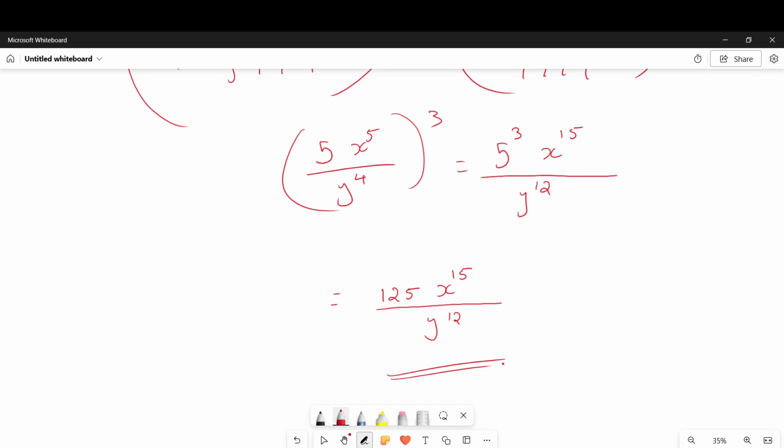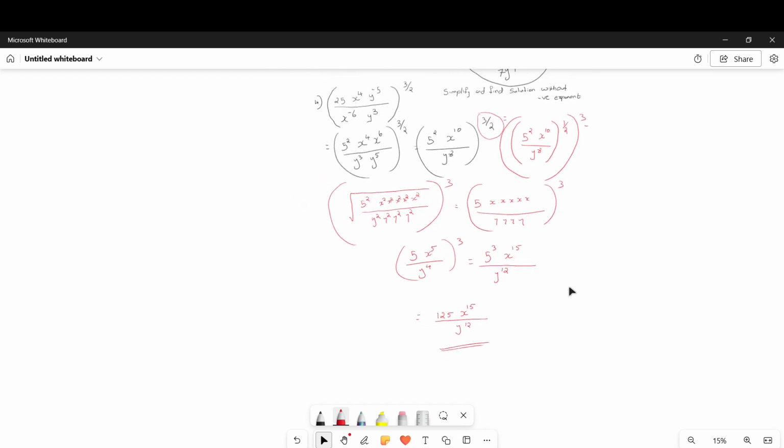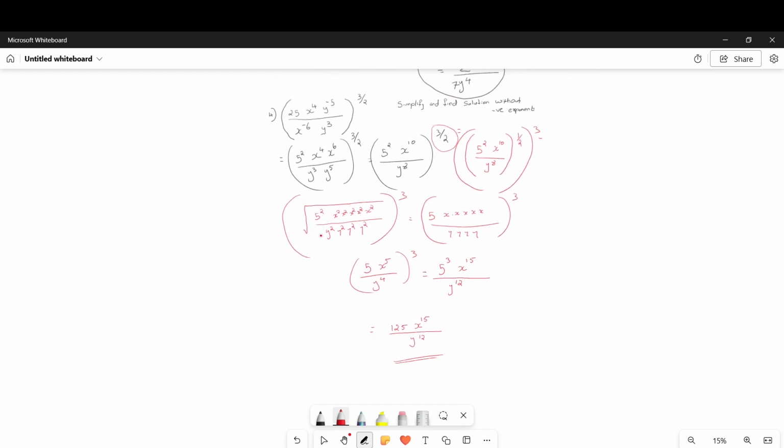You can directly jump from here to this answer, because if you know the exponent rules inside your mind, there is no need for all these steps. You can do these things in your mind and jump to the answer very quickly. Why I am showing this is that we need to understand how the step by step solution goes.